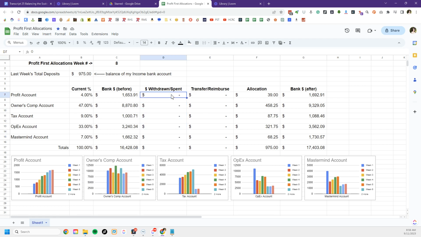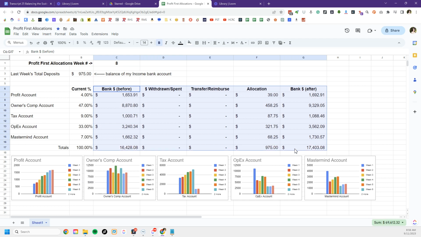So no transfers, no withdrawals. I only have my allocations from my income account to my other bank accounts. And that leaves me with these ending balances. And so you'll see on these graphs, because I think doing it week by week and you can see the snapshot, these numbers are only giving you the current week's numbers for money spent, transferred, or allocated between accounts.